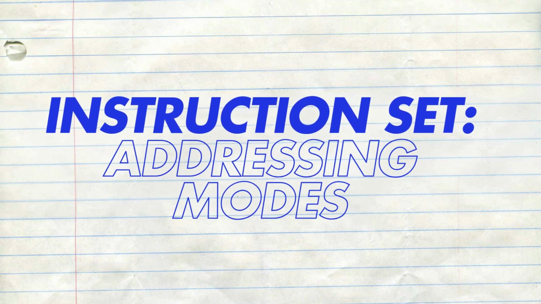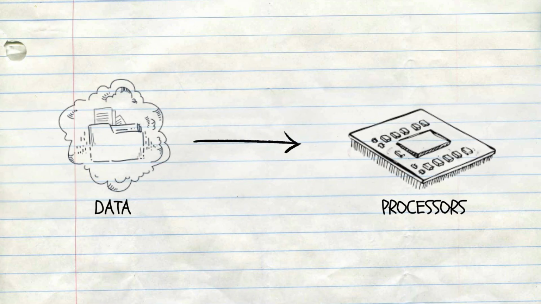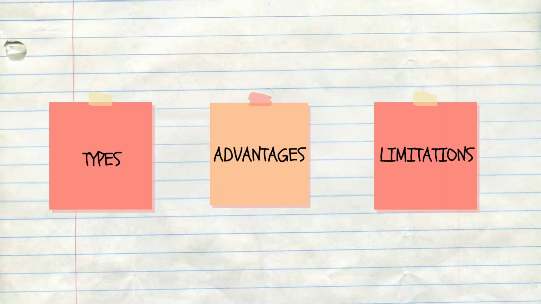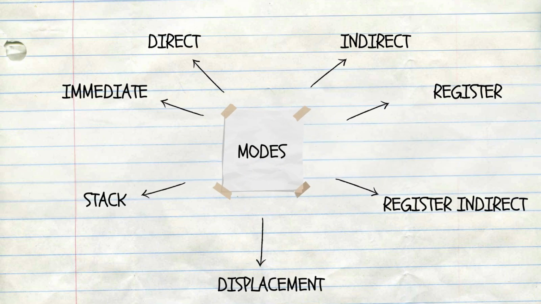Today, we'll explore the fascinating world of computer architecture, focusing on instruction sets, addressing modes. By the end of this video, you'll understand various addressing techniques that enable processors to access and manipulate data efficiently. In this video, we'll describe different types of addressing modes commonly used in instruction sets and understand their advantages and limitations. Addressing modes define how an instruction identifies its operands.